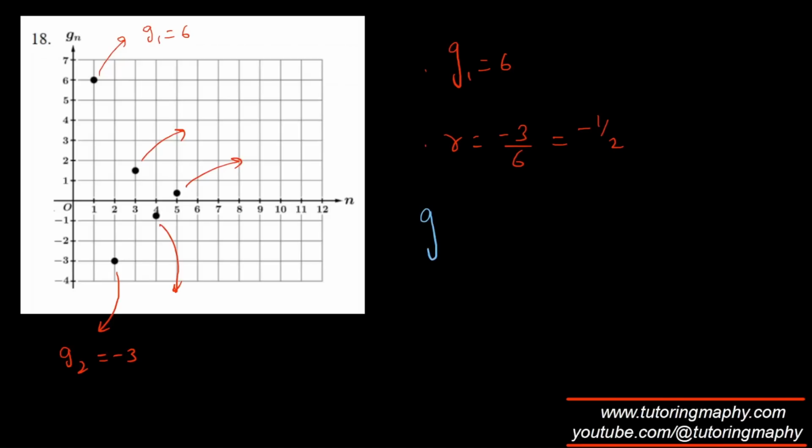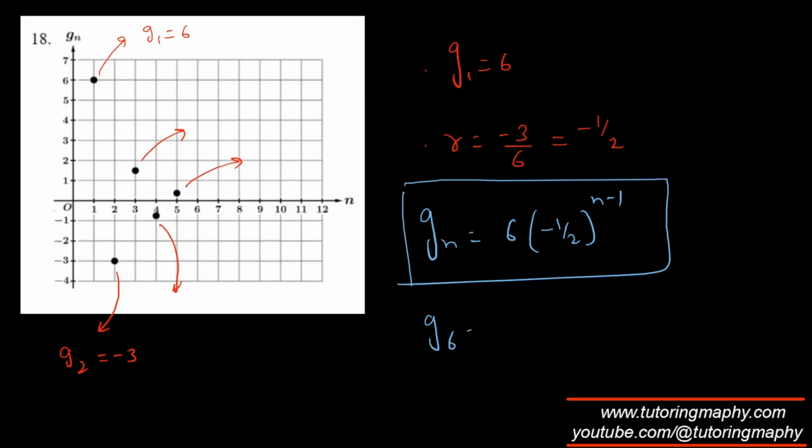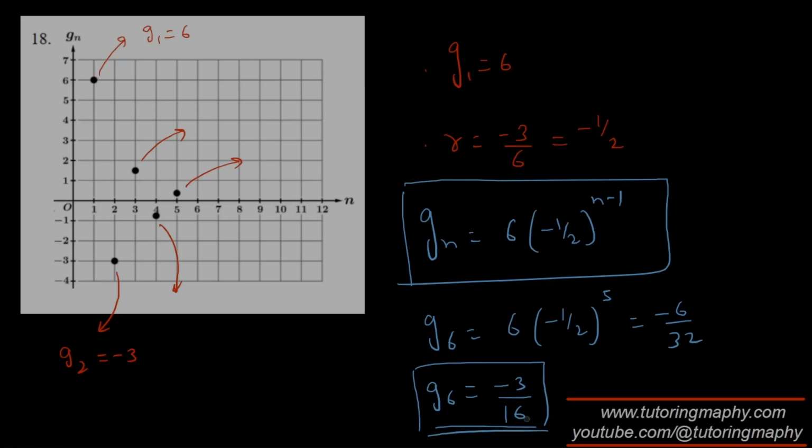The equation is going to be Gn is equal to G1 R raised to n minus 1. That's Gn. And G6 is going to be 6 times negative 1 over 2 raised to 6 minus 1, which is 5. 2 raised to 5 is 32 with a negative sign, so negative 6 over 32. I think it can be reduced. Negative 6 over 32 can be reduced as negative 3 over 16. That's G6. That's the answer, right?